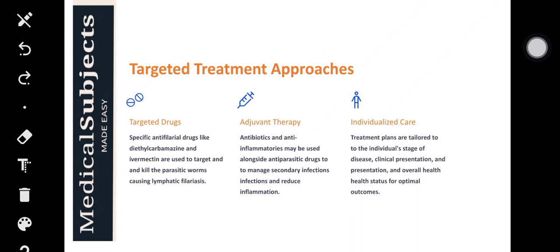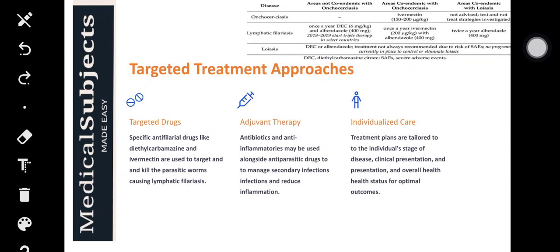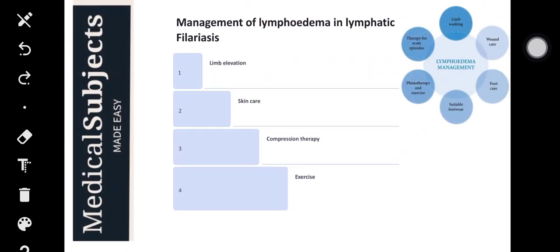Individualized care: for each person it is different. The dosage is different. The duration is different. So it should be tailor-made for each person. That is called individualized care. As you see there, in onchocerciasis, ivermectin is given at 150 to 200 micrograms per kg, and in lymphatic filariasis it is 6 milligram per kg body weight of DEC, and albendazole 400 milligrams. Different tables are there that you need to remember. There is no scope for explanation in this lecture.